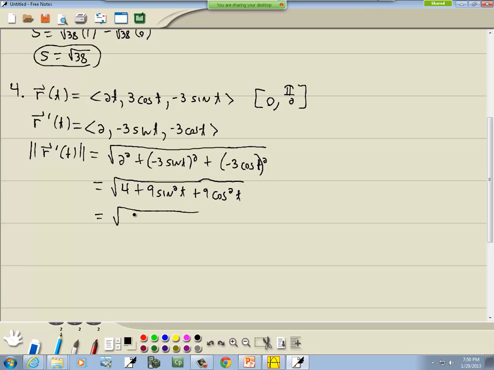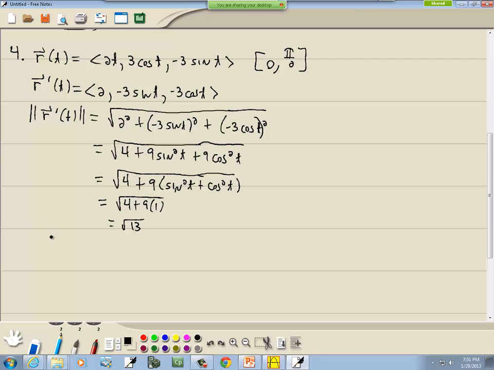You always see sine and cosine in these problems, but it just comes out super nice. Now these both have a 9 in common, so I'll factor that out, and that leaves us sine squared t plus cosine squared t, which you remember from trig is equal to 1. So this is 4 plus 9 times 1, which gives us a square root of 13.